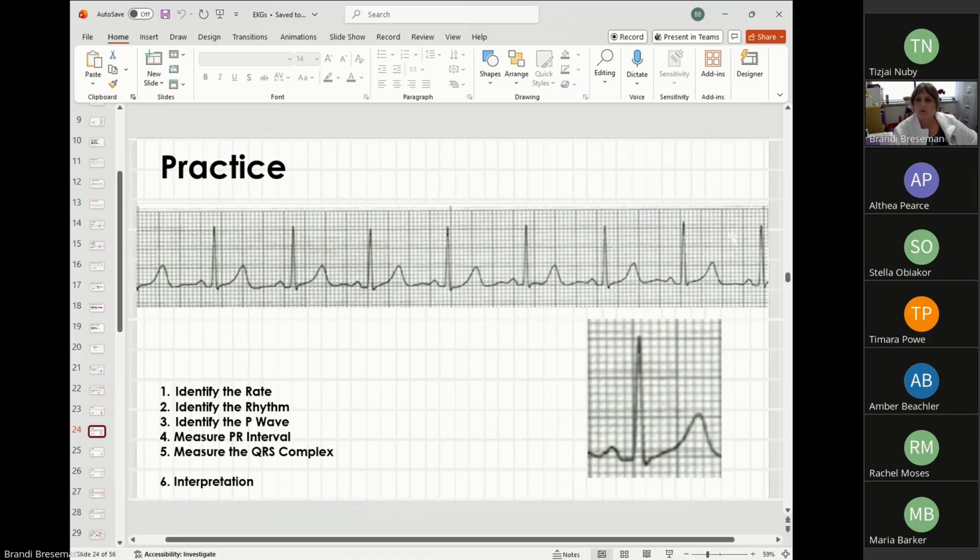What causes normal sinus rhythm? Life. Yep. Nothing causes it. Being healthy. All right. We don't do anything for this rhythm because that's a rhythm we want our patient to be in.